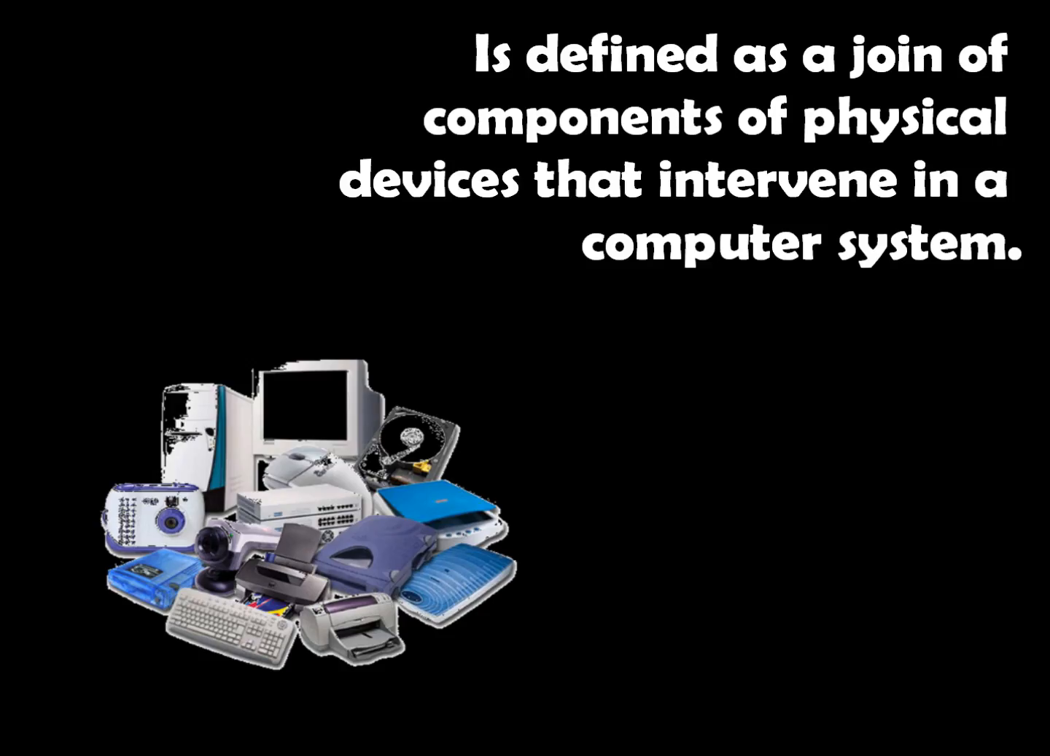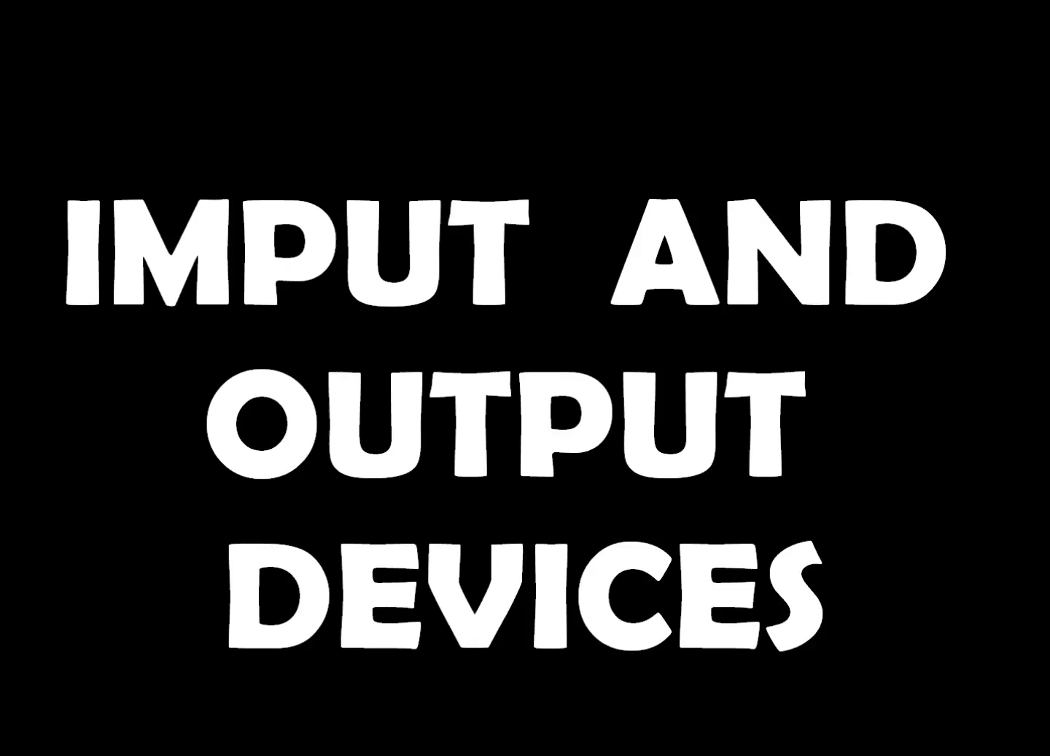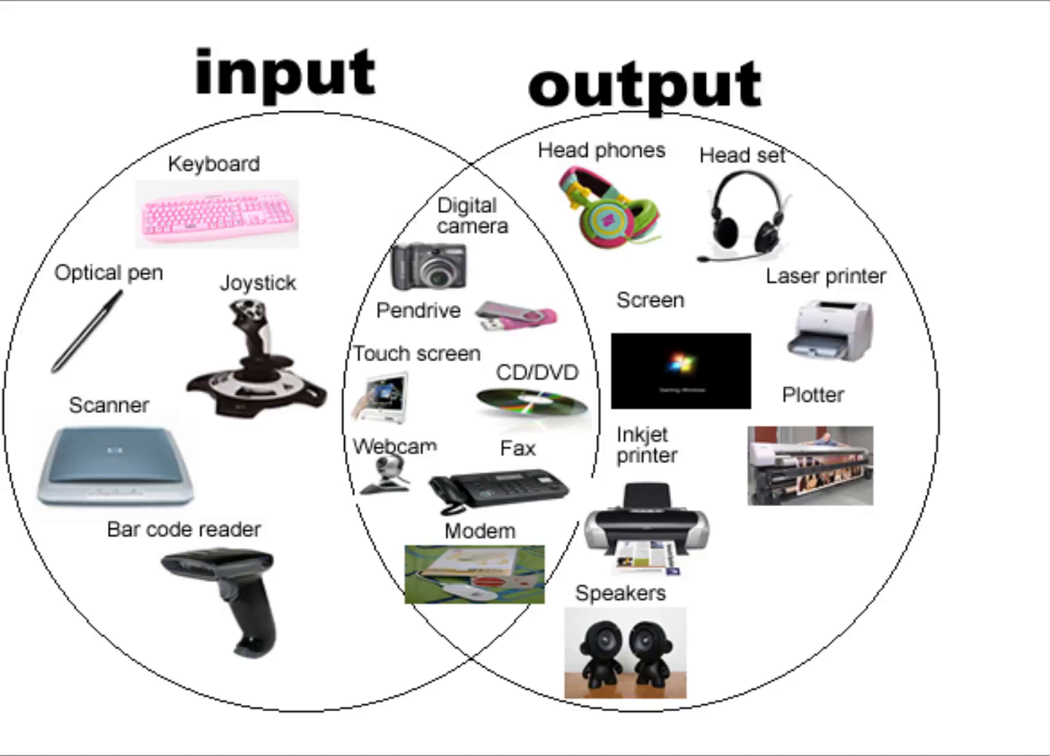Hardware is defined as a joint of components of physical devices that intervene in a computer system. Input and output devices. The input devices are the ones from which the information is introduced to the computer to be processed or transformed. Some examples are the keyboard, barcode reader, scanner, mouse, webcam, microphone, touch screen, etc.